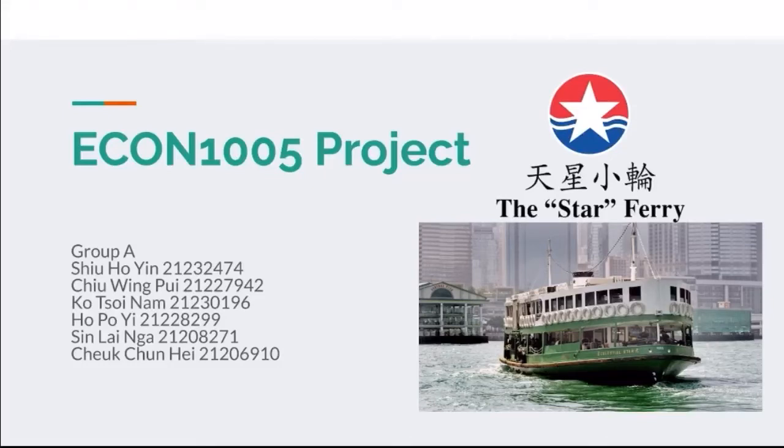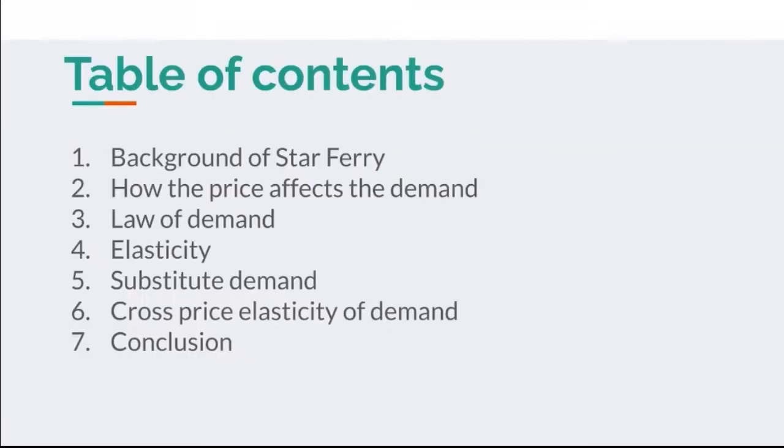Today we are going to introduce how economists explain the fare of Star Ferry. Our table of contents includes 7 elements, which are the background of Star Ferry, how the price affects the demand, law of demand, elasticity, substitute demand, cross-price elasticity of demand, and conclusion.